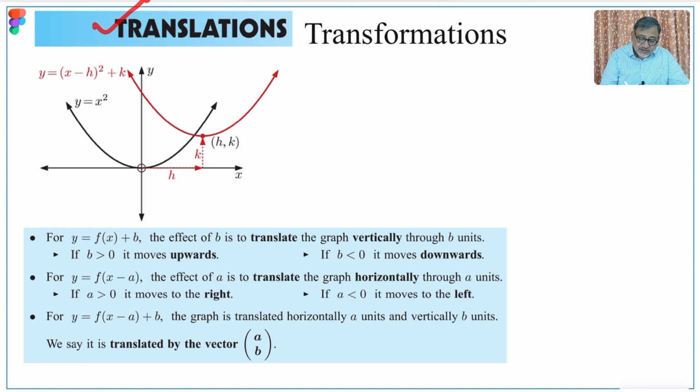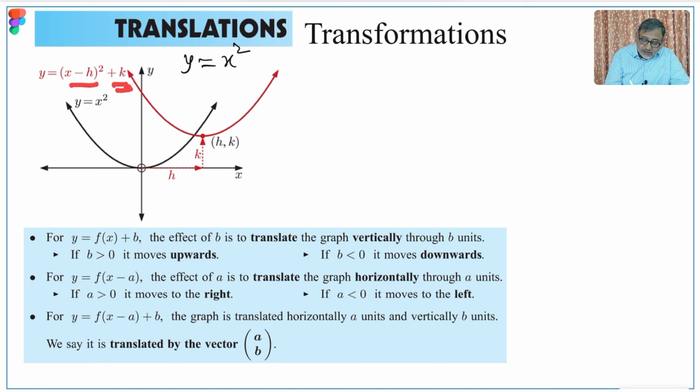Translation means shifting towards right or left, or shifting upwards or downwards, along a straight line, of course. I mean parallel to the x-axis, you will shift to the left or right, or parallel to the y-axis, you will shift up and down. It depends on what you are changing. So look here, y is equal to (x minus h) whole square plus k. Your original function was y is equal to x square. Now you are changing it to y is equal to (x minus h) whole square plus k.